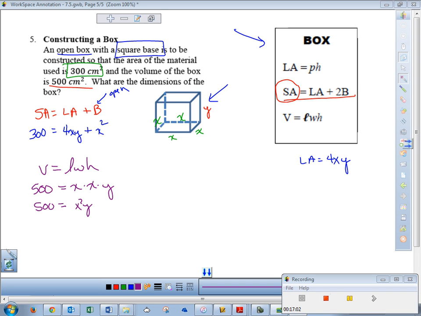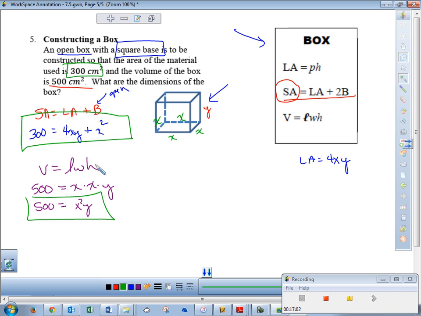Whew. All we've done is figure out two equations so far, correct? What do they want to know? They want to know when they are the same, correct? An open box is to be constructed so that the area of the material used and the volume of the box is 500. What are the dimensions of the box, right? So let's solve a system using these two equations. I wouldn't want to graph it. That's nasty. If you get y all by itself, my graphing calculator would just be a giant waste of time.